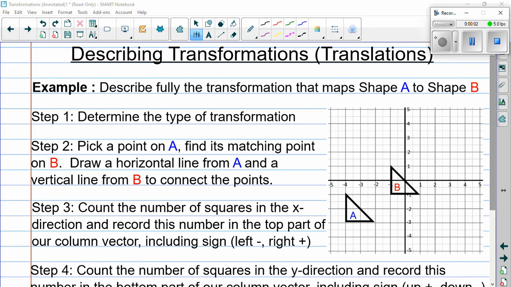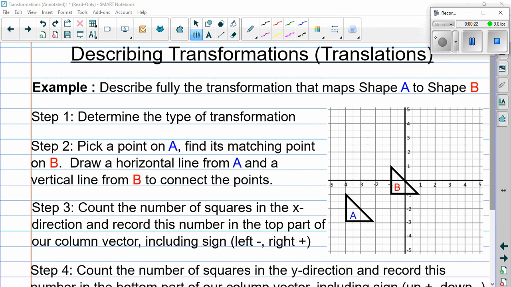Hello, welcome back. We're going to describe transformations today. Here we're going to talk about translations. So, once again, our example is: describe fully the transformation that maps shape A to shape B. That's pretty standard across. The question will be the same thing every time because they want to make sure that you can pick out what it is.